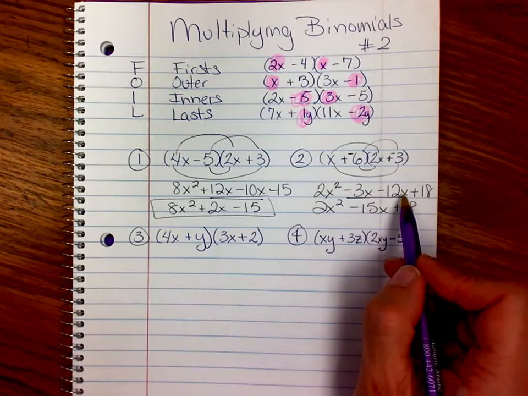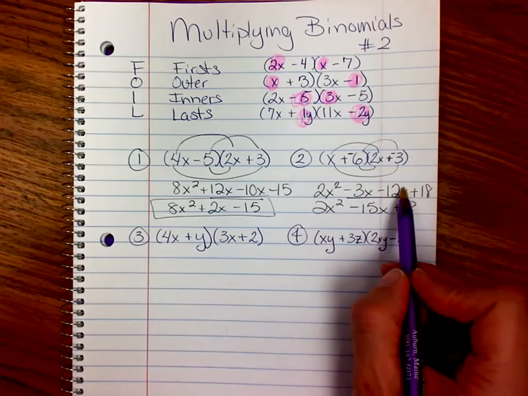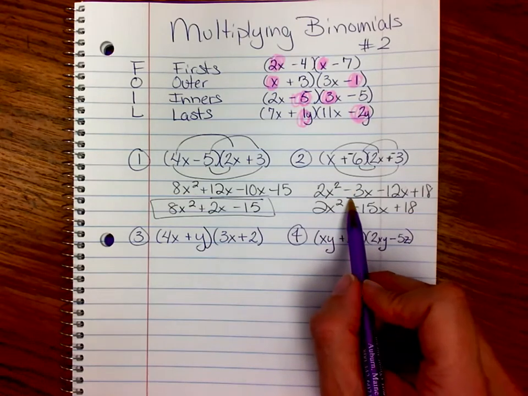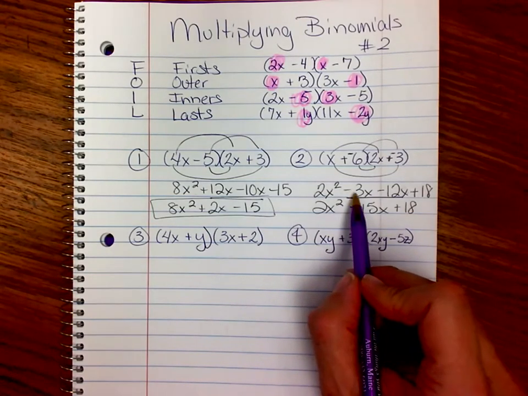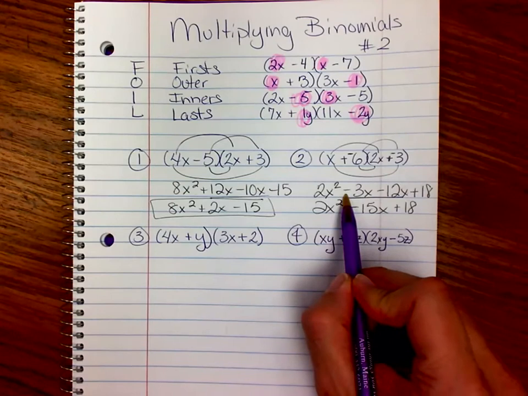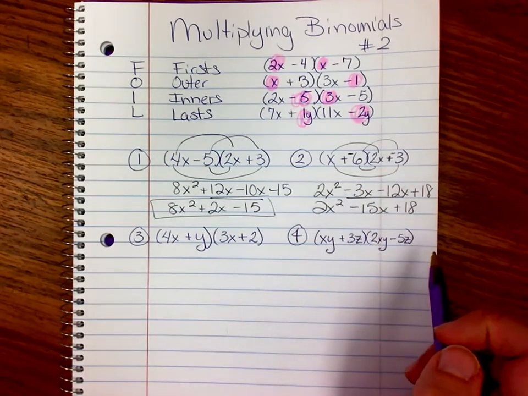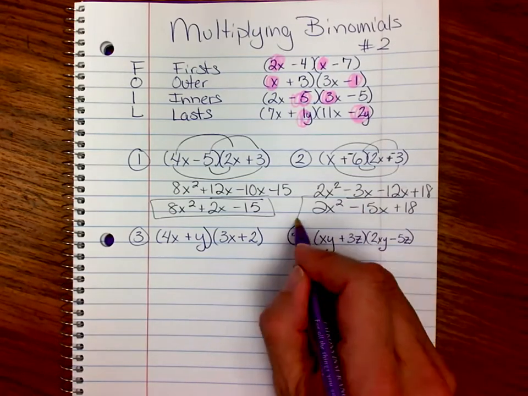I will say that the most common mistake I see students make is that they forget about these signs. They'll remember this one, but they'll forget this one. So make sure you're keeping track of the sign in front of the term. If it says minus 3x, it's the same thing as plus a negative 3x. So be careful with that.